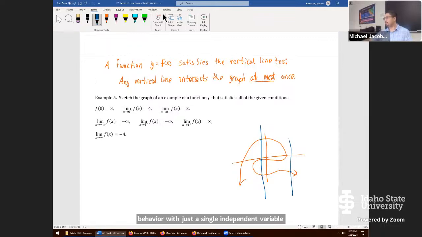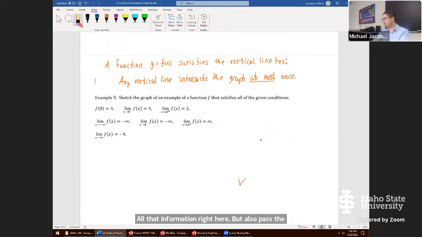So those are the kinds of things that we're trying to avoid for our graph. We want one curve that's going to satisfy all that information right here, but also pass the vertical line test. Oh, let me get rid of that, and let's get started. But first, any questions at all or clarifications on the vertical line test?